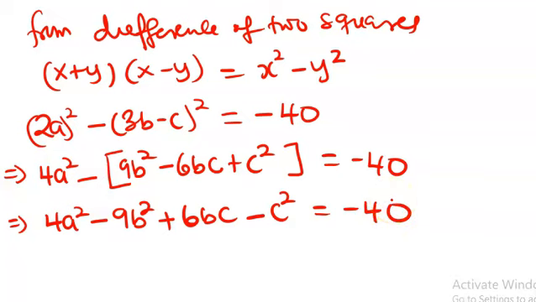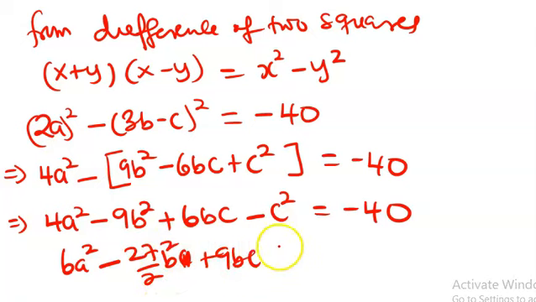Okay, now let's go back to the expression that we were told to evaluate. So that expression is 6a squared minus 27 on 2 b squared plus 9bc minus 3 on 2 c squared. This is the expression that we have been asked to evaluate. Now looking at it carefully, there is a term in a squared, there is a term in b squared, there is a term in bc, and then there is a term in c squared.